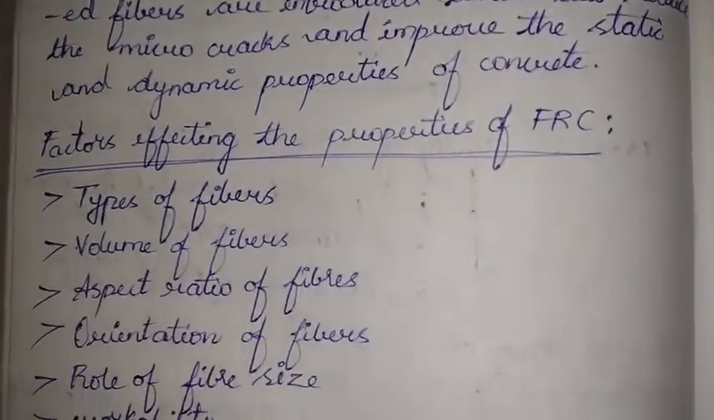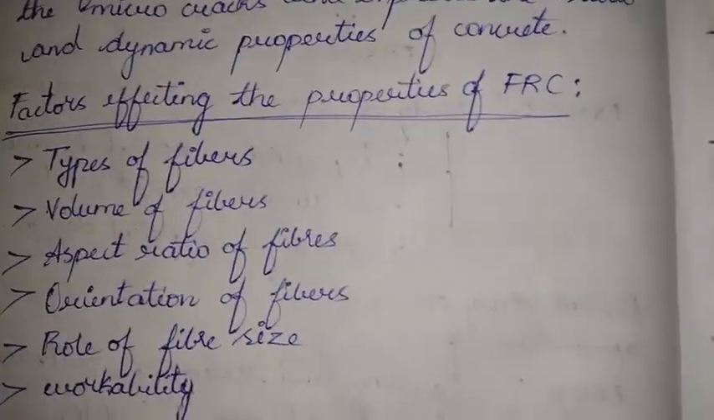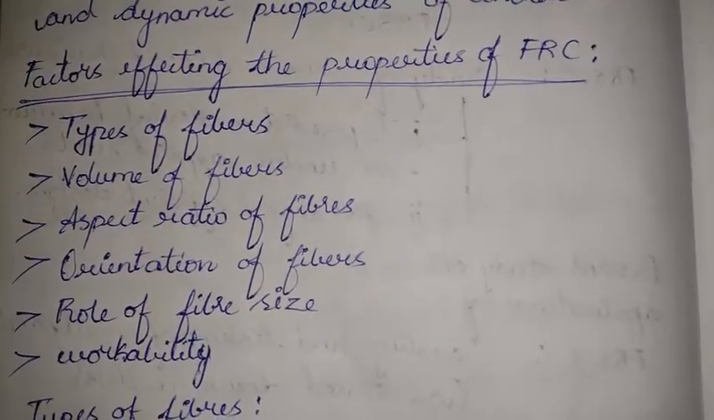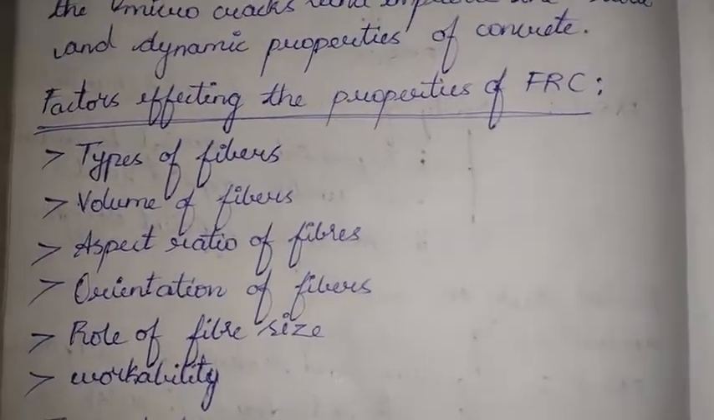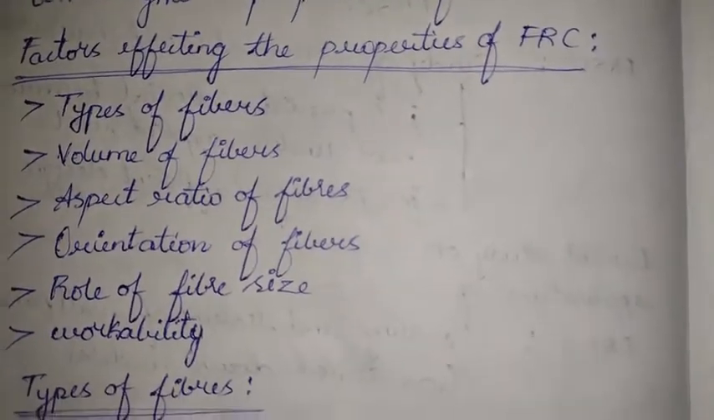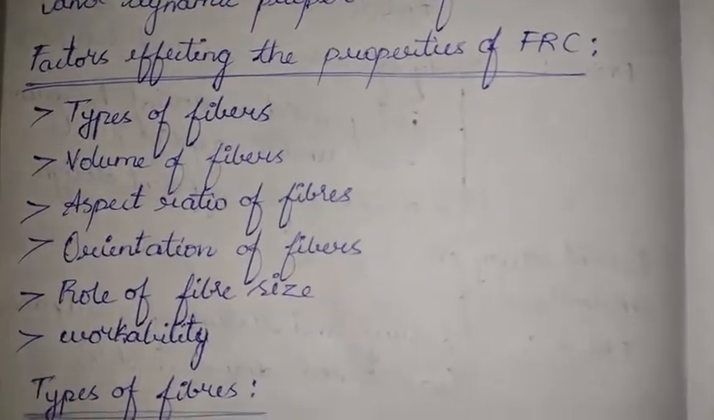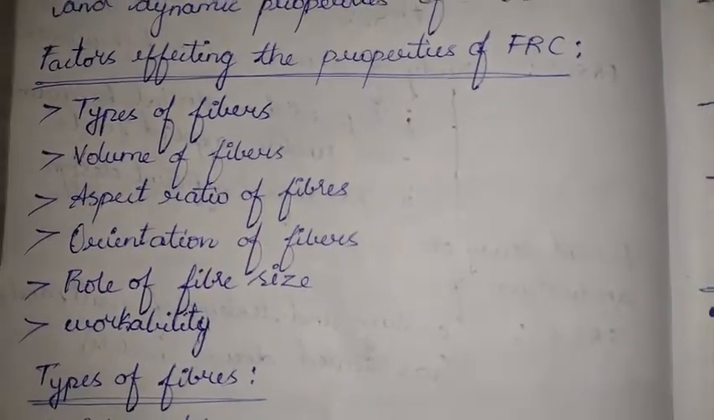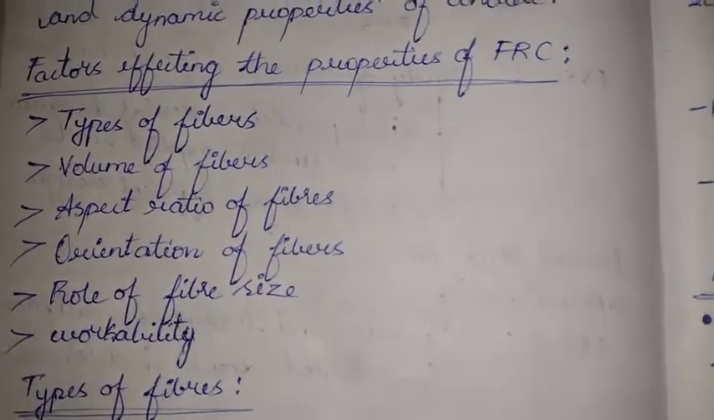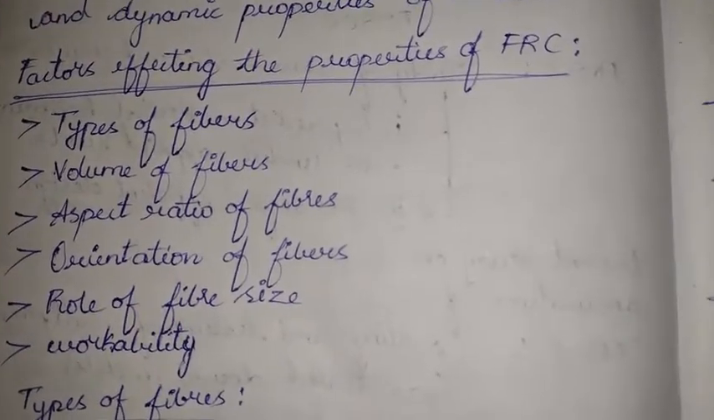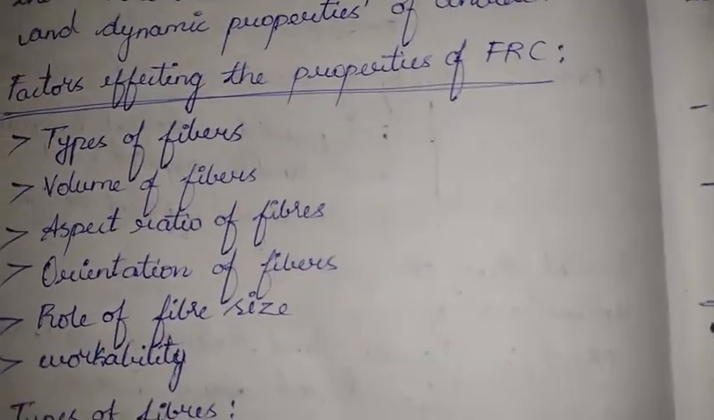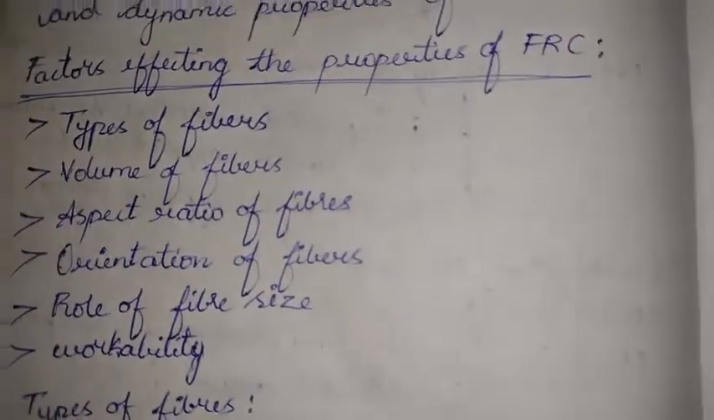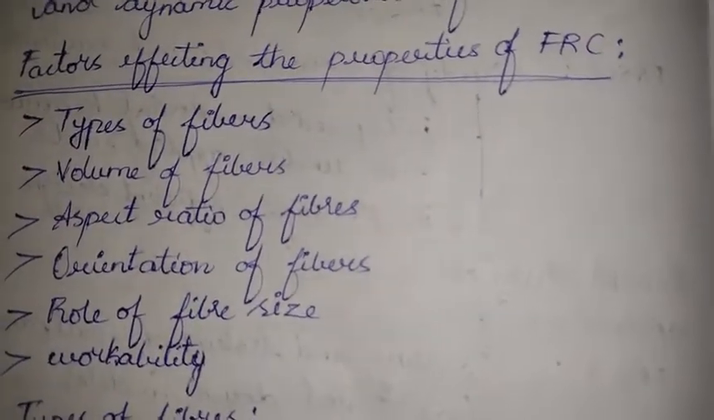Okay, so we'll discuss the factors that affect the properties of fiber reinforced concrete. Types of fibers, that is, the various material types like glass, steel, etc. Volume of fibers, whether it is low volume, high volume or moderate volume. Aspect ratio. Orientation, in which direction it is oriented, that is, perpendicular to the application of load or parallel to the direction of application of load. We'll also see the role of fiber size and workability.